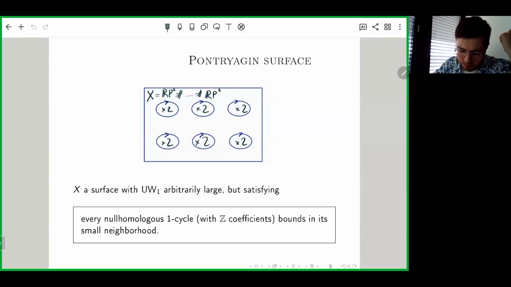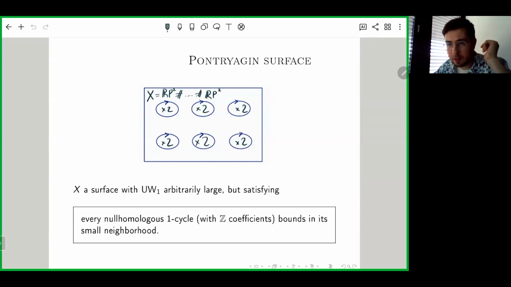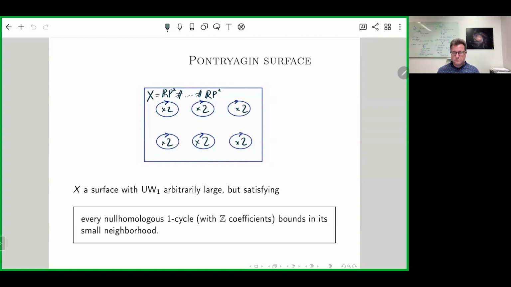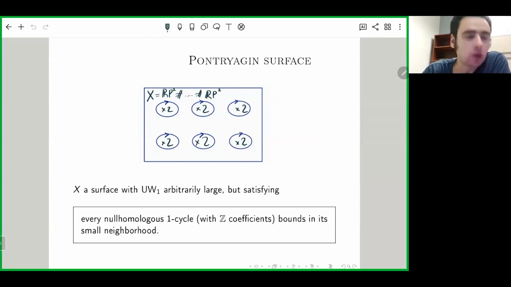Also, you define X as RP2. I thought you're attaching all this RP2 to some other space. Okay, so let me just maybe repeat again. So I start with a square. I cut a bunch of small holes. How large is the square? Is the square very large? The original square is large, and it's responsible for this Urysohn one-width. Okay, I see. Okay, now I understand.